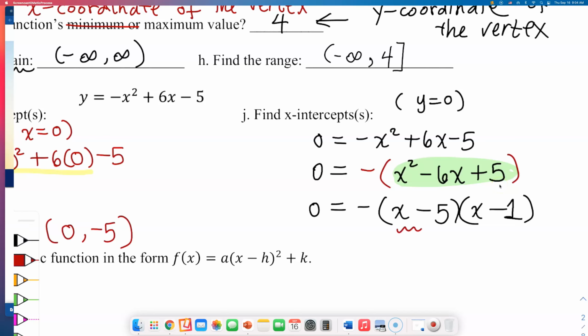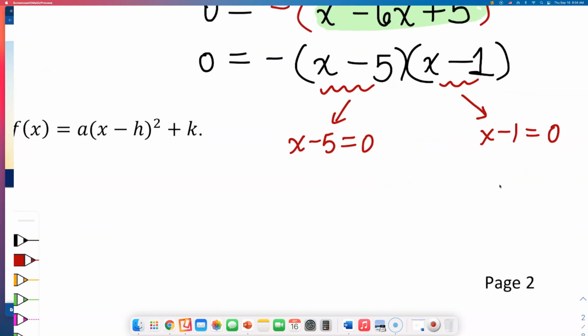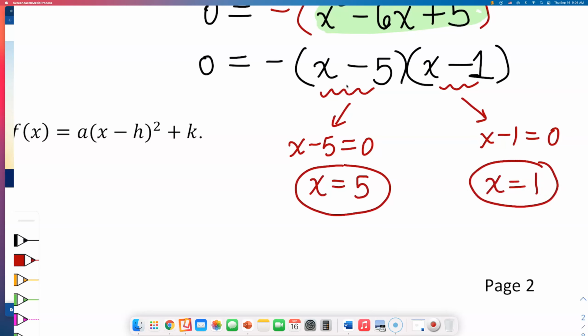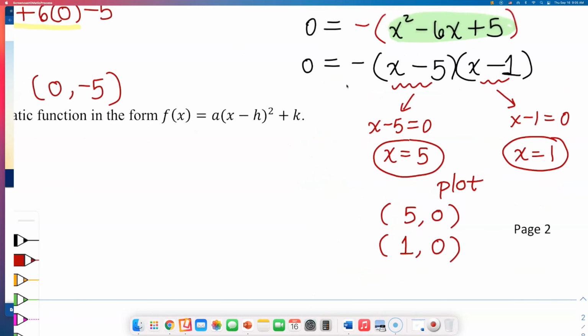Now we set each factor equal to 0. X minus 5 equals 0, and x minus 1 equals 0. And what we are doing right now at this point is called zero product property. I get to say that because if one of these parentheses is equal to 0, them multiplying together will end up as 0. So if I solve the first one, I get x equals 5. If I solve the second one, I will get x equals 1. So we just found 2 x-intercepts. Plot 5, 0, and plot 1, 0. These are your x-intercepts. Okay, let's go plot 5 and 1 on the x-axis.